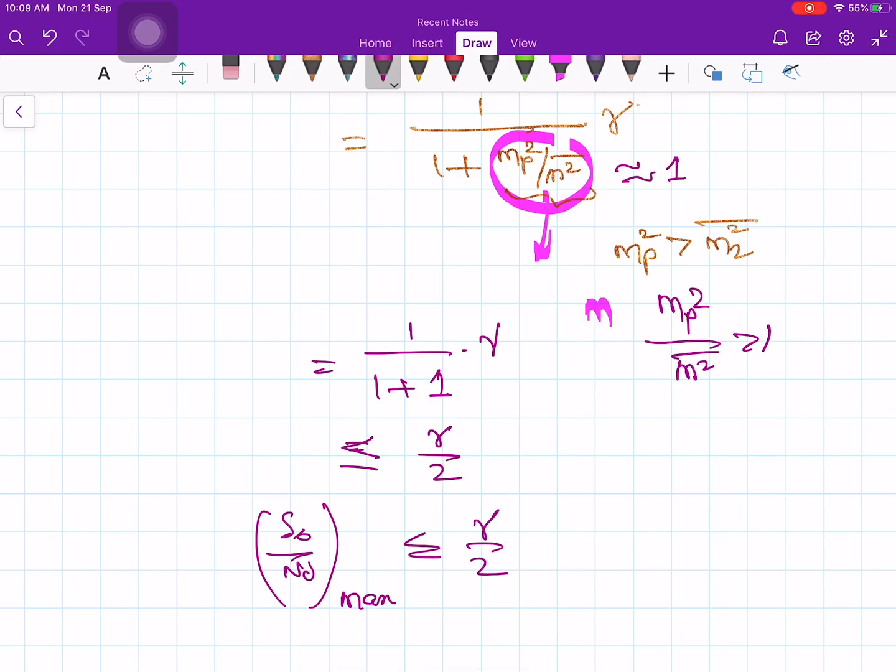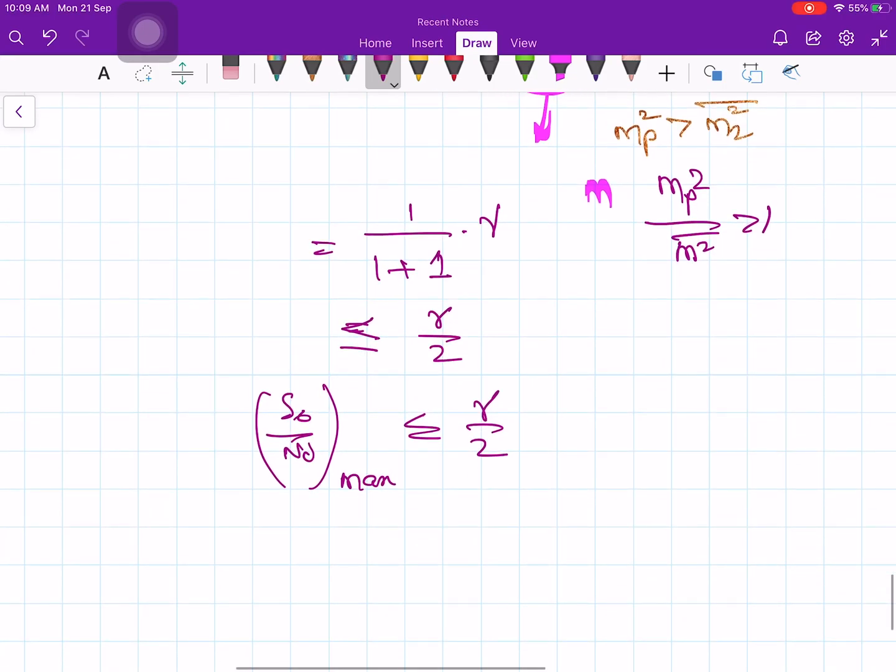This is of course a very rough bound, but what this bound tells you is that there is at least a 3 dB disadvantage, or 3 dB cost, associated with the use of carrier compared to not using the carrier. If you don't use the carrier, then S_o by N_o is equal to gamma. If you use the carrier, then its performance is reduced by half. So you have the 3 dB disadvantage.